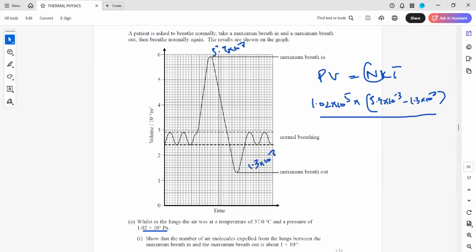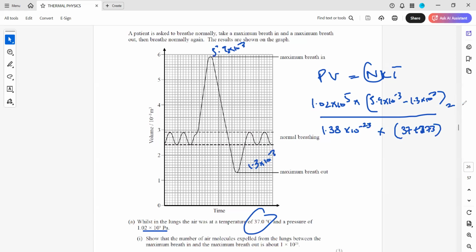Divided by, because I need n, so divided by k. K is a fixed value. In the exam, the constant will be given, which is 1.38 into 10 to the power minus 23. That's a fixed value for the Boltzmann constant. The temperature is given in degrees centigrade, but whenever you substitute the temperature, it should be in Kelvin. So the temperature is 37 degrees, and I have to convert it into Kelvin.